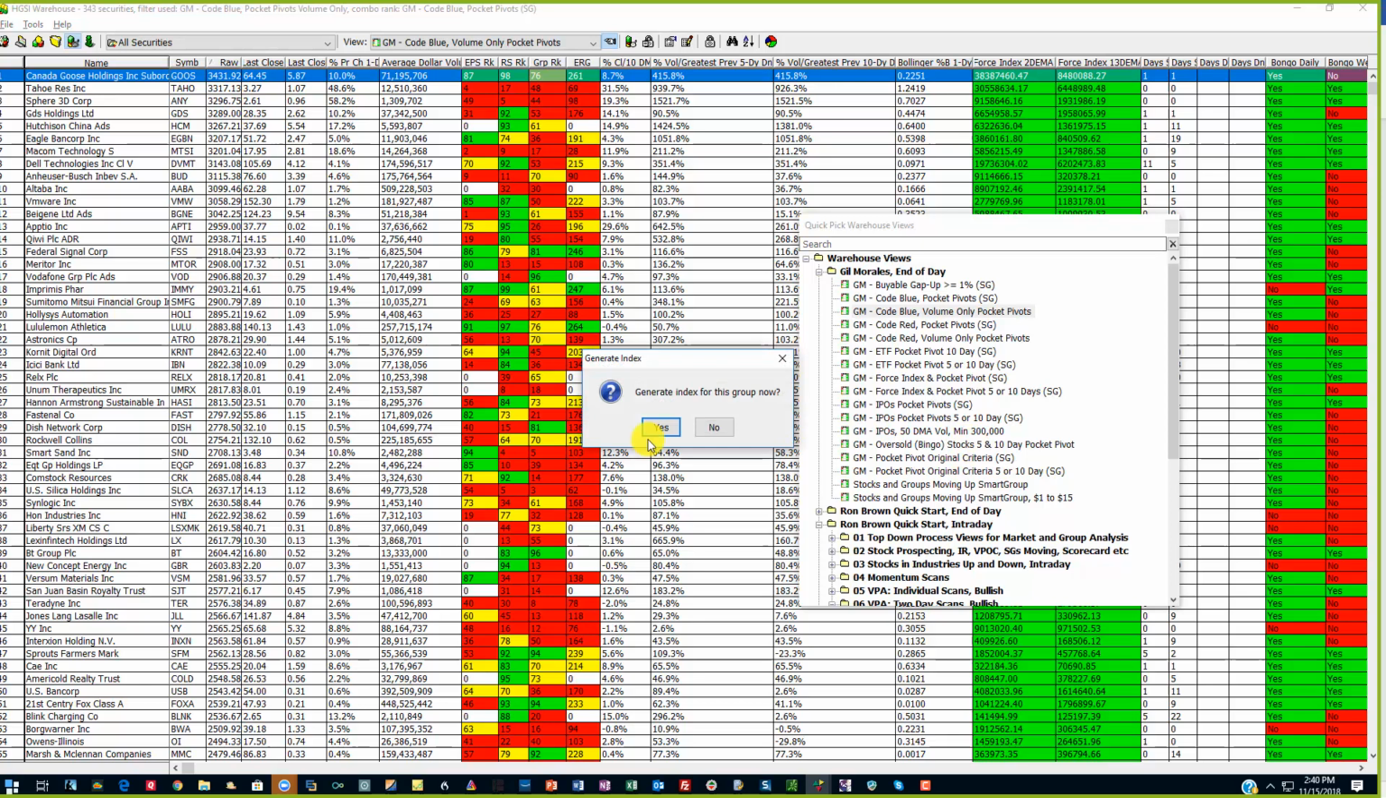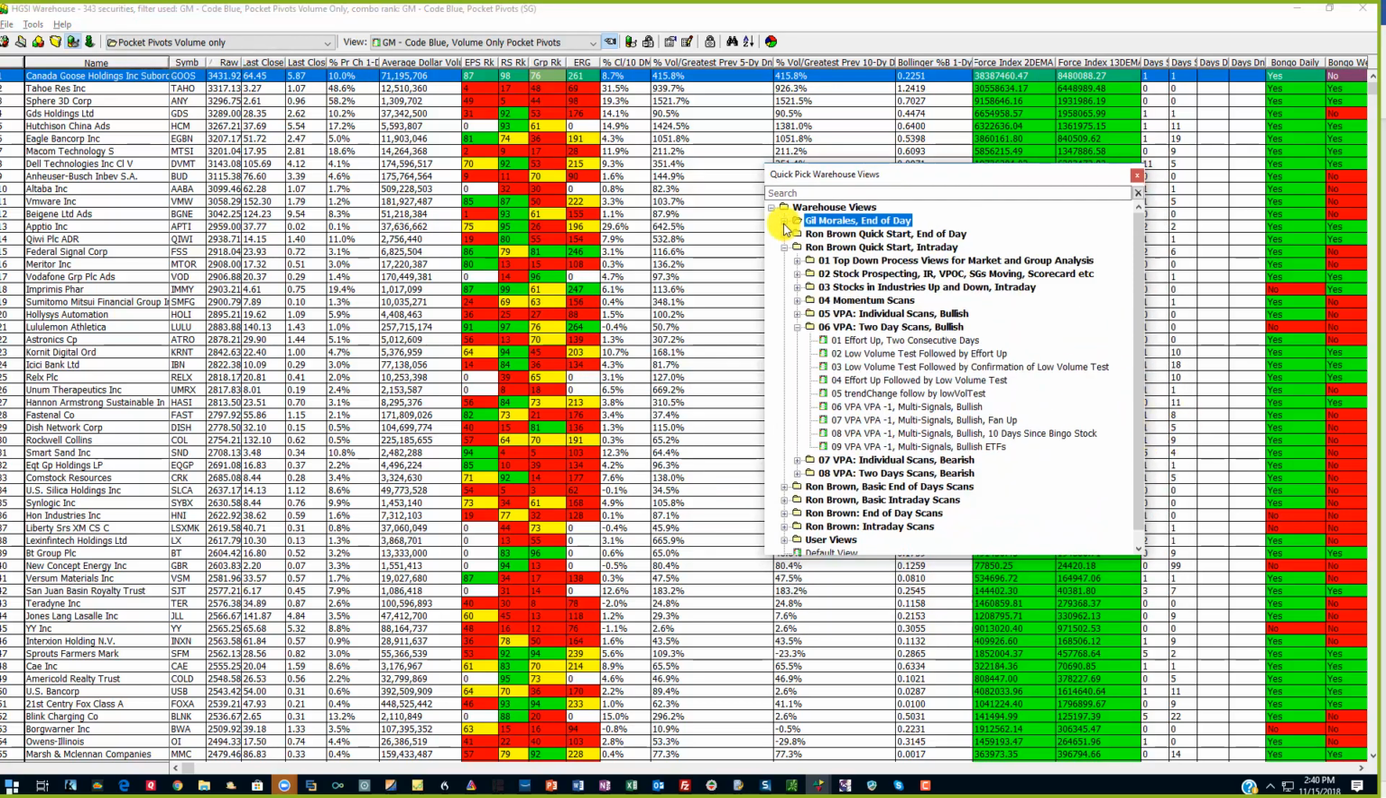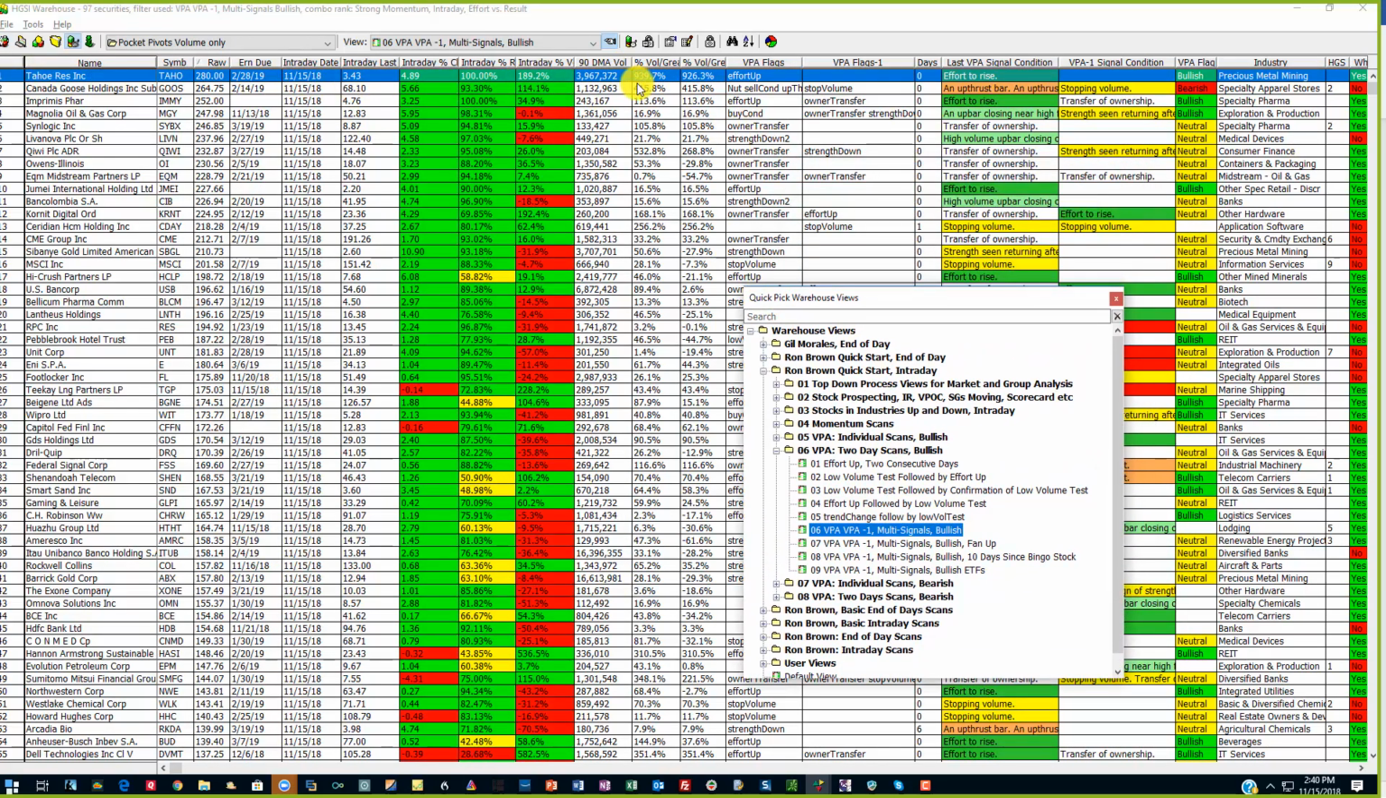And I'm just looking at the long side here. You can do this on the short side too. So now I'm suddenly in this group. And now I can quickly go back to my VPA multi-signal bullish, and I know that every stock that I'm looking at here had a pocket pivot yesterday.